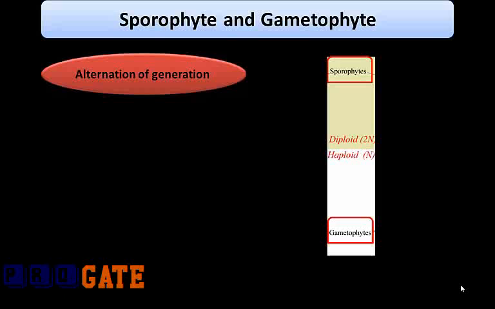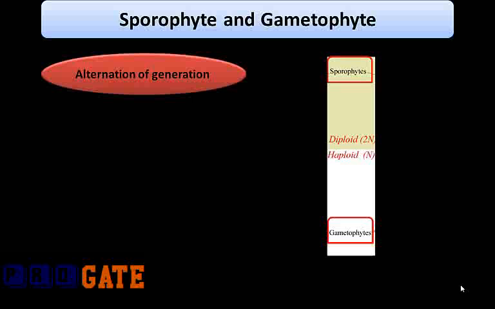Before going ahead, let's quickly understand the meaning of the terms sporophyte and gametophyte, and also what is meant by alternation of generation. Now, in animals, there is a fusion of sperm from the male and egg from the female to form a zygote. However, unlike animals, plants have two alternating life stages and hence it is called alternation of generation.